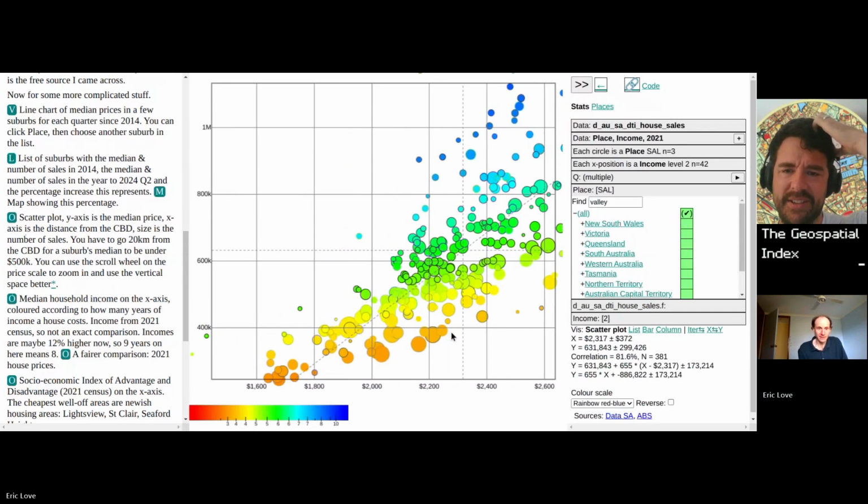So basically, it's saying there's an 82% correlation. So essentially, as the median suburb house price increases, there's an 80% chance that the median income will increase. That's right. Is that correct? That kind of thing, yeah.